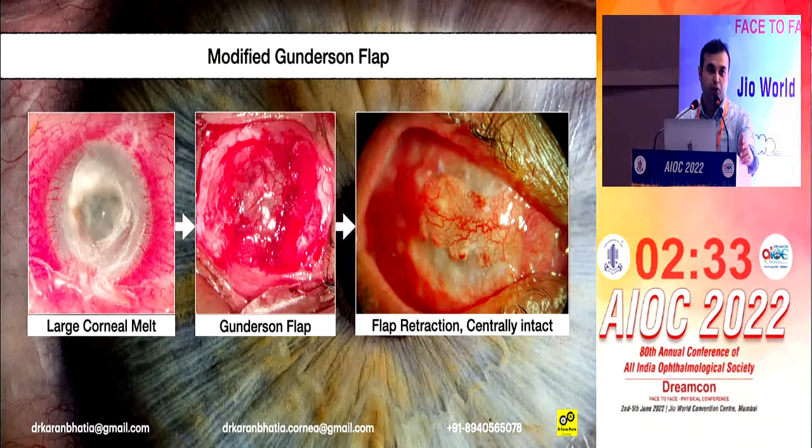Remember, the suture should not be in the center because this flap is going to retract. And this can be done easily by a general ophthalmologist. And the suturing should be tangential to the limbus, and it should cover it like this. See, this flap retracted nicely.